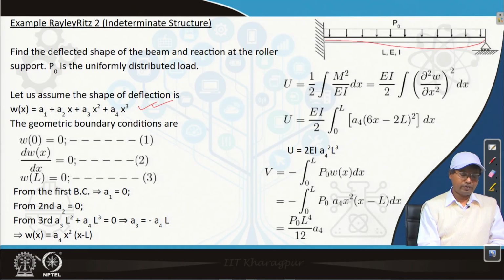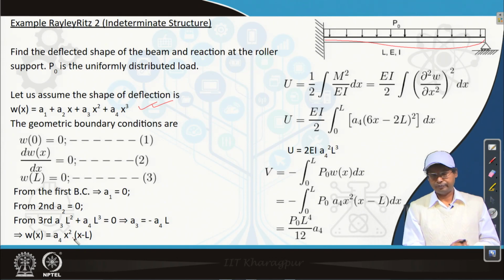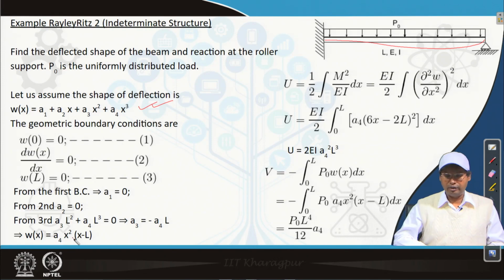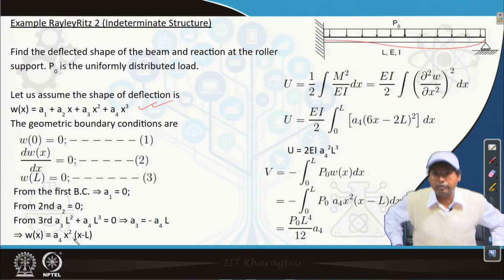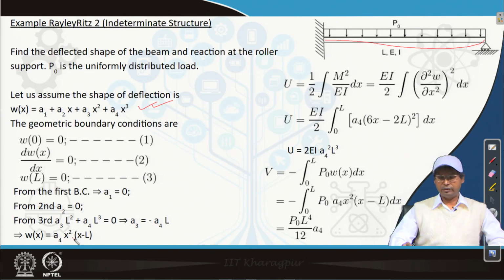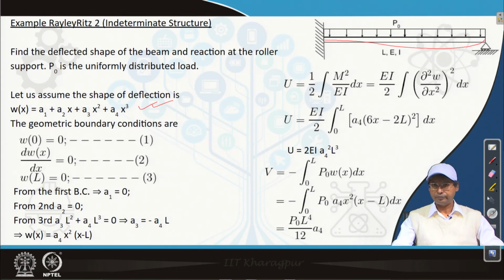So, if you substitute those values, our modified equation becomes W x equals A 4 x square multiplied by x minus L. With that consideration, let us try to find out the total potential energy. To do that, the U and V we need to find out. U is found by integration 0 to L of M square by E I, and this M is put here, double derivative of W, and that value we get.